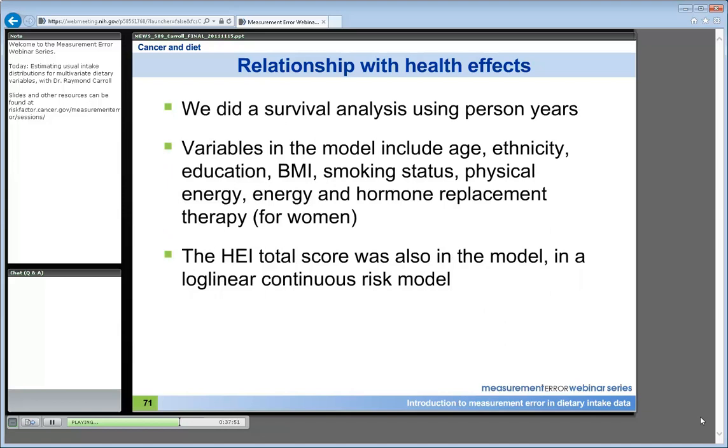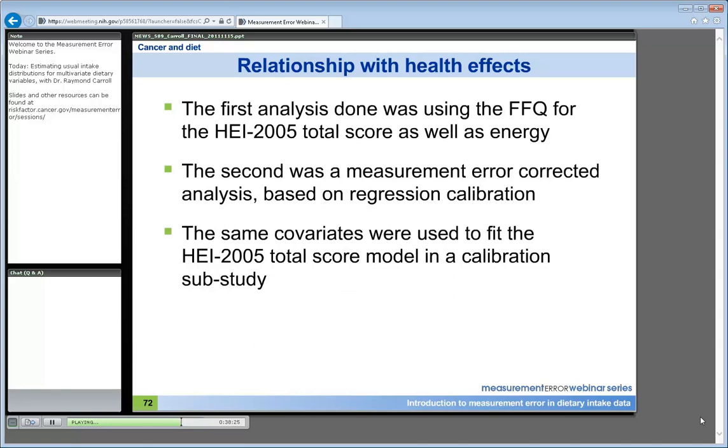So we did a survival analysis using person years, and there were a number of variables in the model: age categories, ethnicity, education, BMI, smoking status, energy and hormone replacement therapy for women. There wasn't any physical activity energy in the model. And the HEI total score was also in the model, as was energy, as I said before. We fit this as a log linear continuous risk model. And because it's a continuous risk model, we're able to use regression calibration.